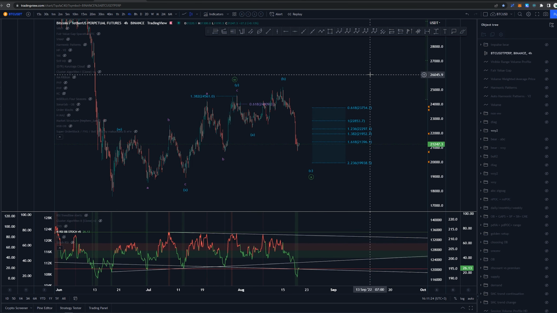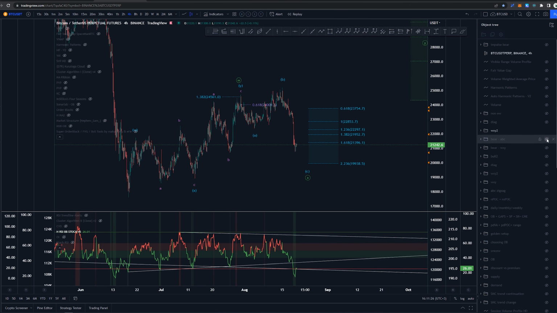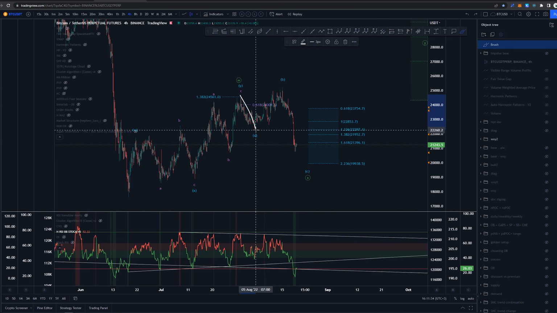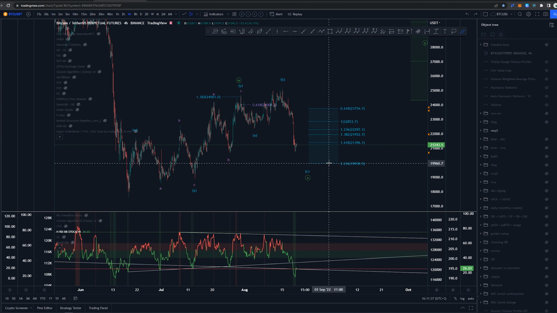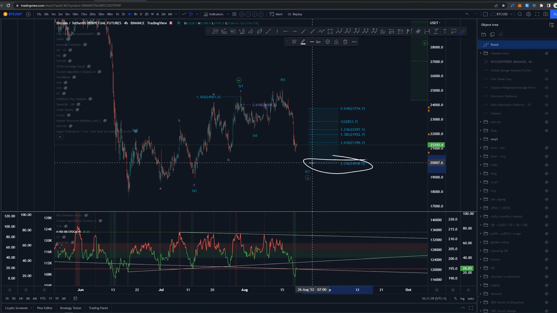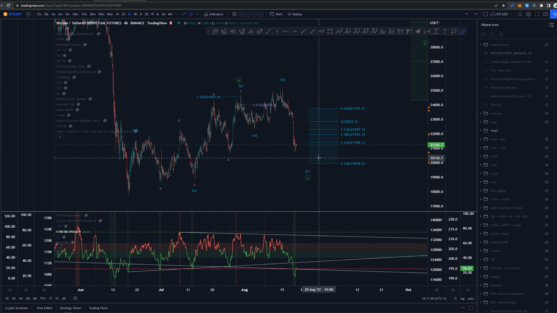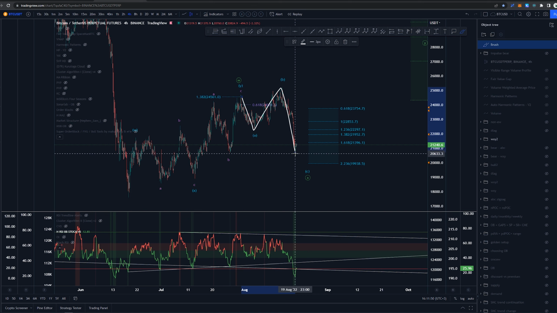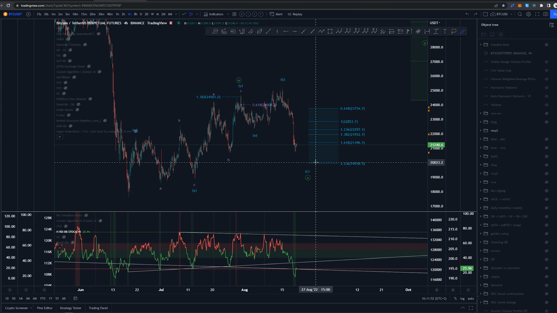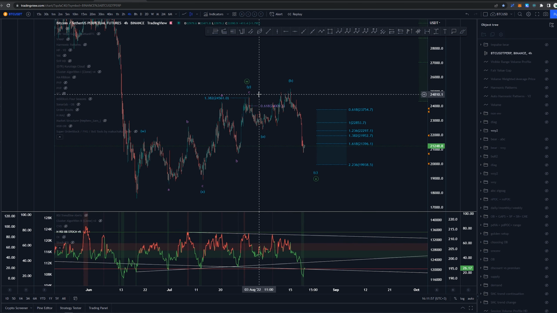Then I want to introduce another count here. It is pretty similar to the previous one in which we were expecting some kind of 3-wave move here, but instead I would be labeling it like so as an A, B, and C here. We can see that the extension here would get all the way around the 2.236, which is very, very extreme. It doesn't often happen, but on expanded flats, it is possible to happen, at least for my counts. It is, again, less likely that this is going to be the case, but we have to be acknowledging that there is a possibility for that.